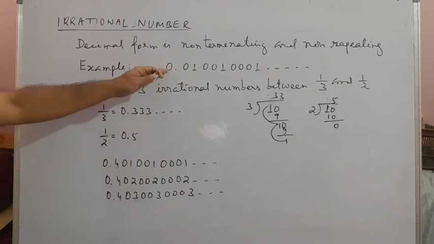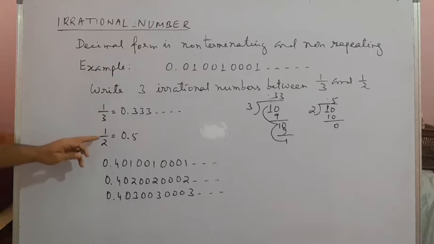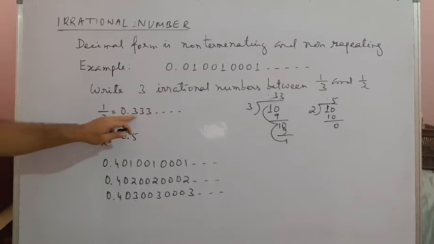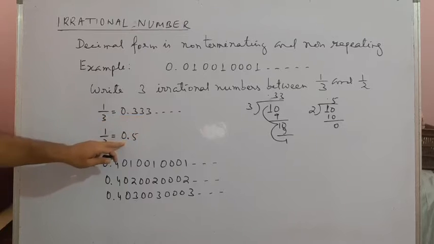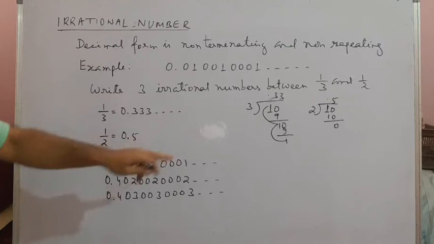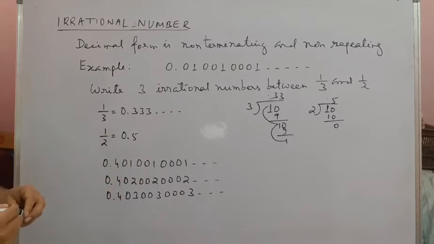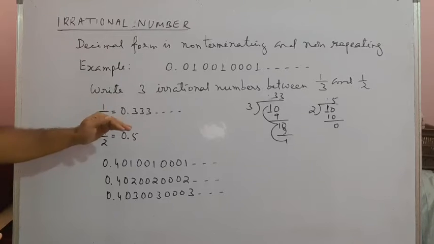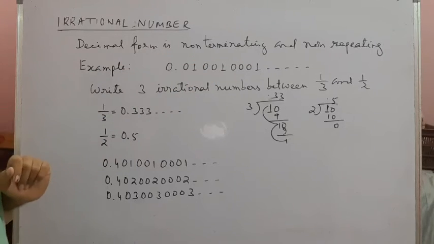Why irrational? I already explained here. Between 1 by 3 and 1 by 2. Why are they in between 1 by 3 and 1 by 2? Because 1 by 3 is 0.3 and it is 0.5. So between 3 and 5, you have 0.4 and something. So in this way, we can write a given number of irrational numbers between two given rational numbers.